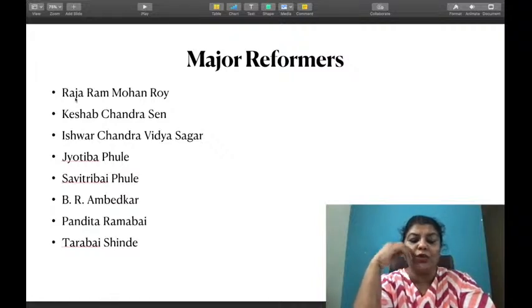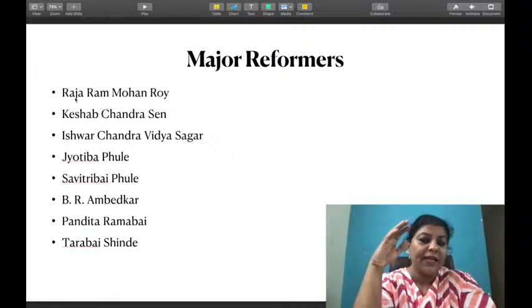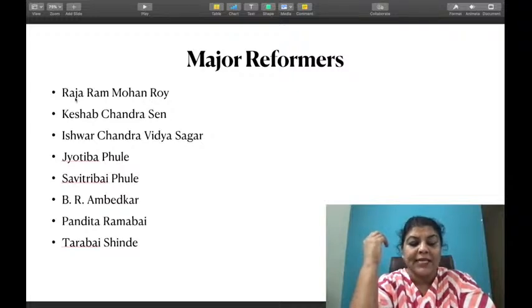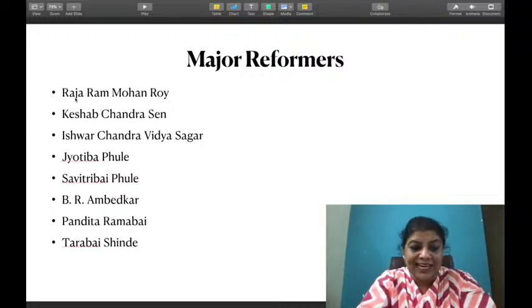And he led to lots of religious reforms. He had a very liberal view of religion. And as you know, he also supported English education. He was an Anglicist. He wanted tolerance for religions. There are some books, tracts that he wrote about sati, etc., that are very famous.